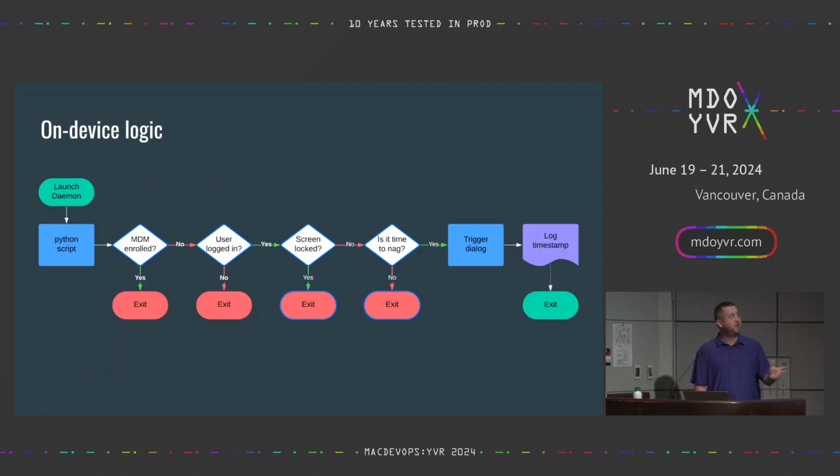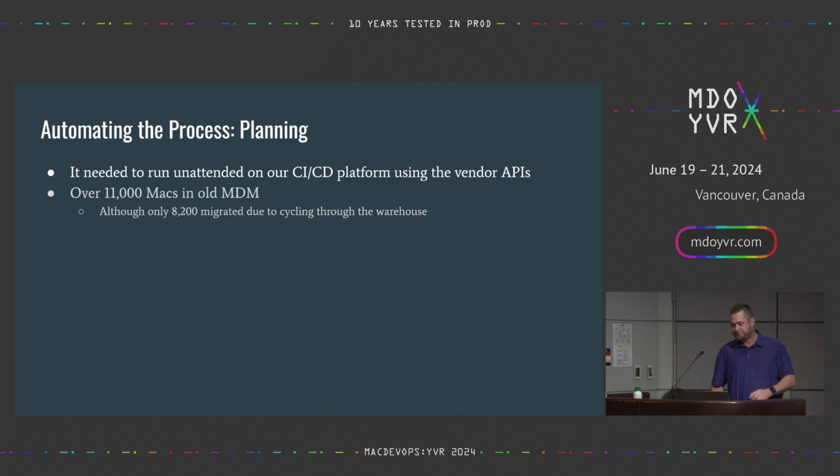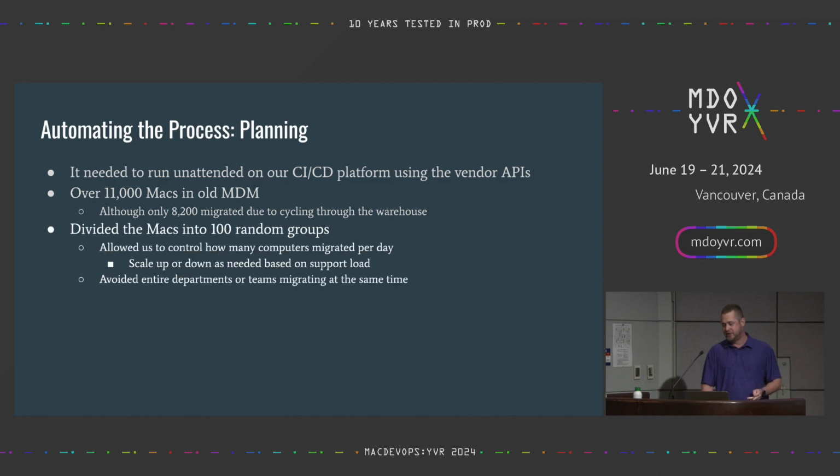So here's a flow chart for the on-device logic of that Python script. You can see it does those basic checks, decides whether it needs to trigger the dialog, and then it logs any action it took. So for planning automation, we knew it needed to run unattended in our CI/CD system using the vendor APIs. We had over 11,000 Macs in our old MDM, but we only ended up migrating 8,200 of those, just because of ones that cycled through the warehouse during the process.